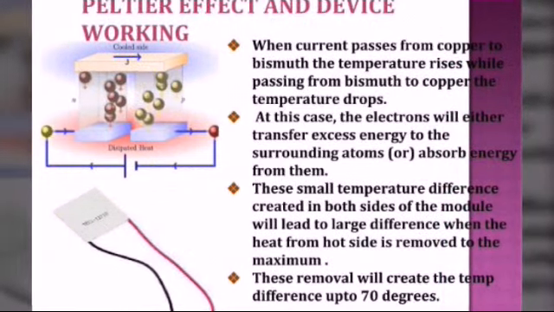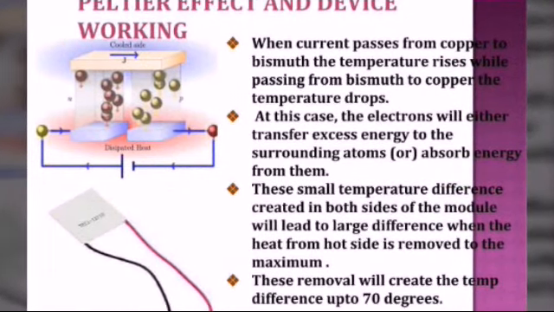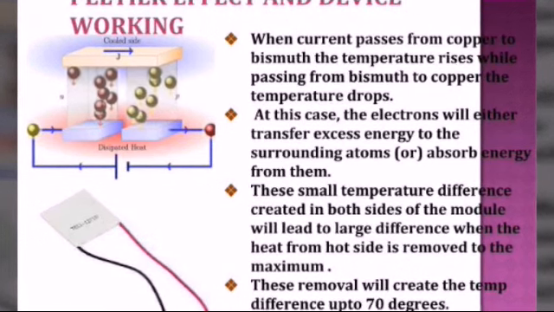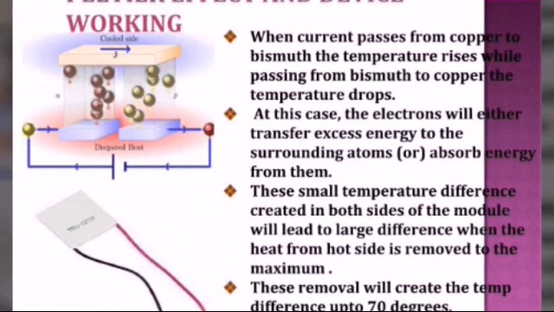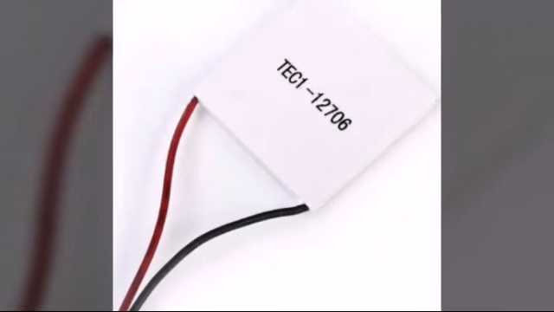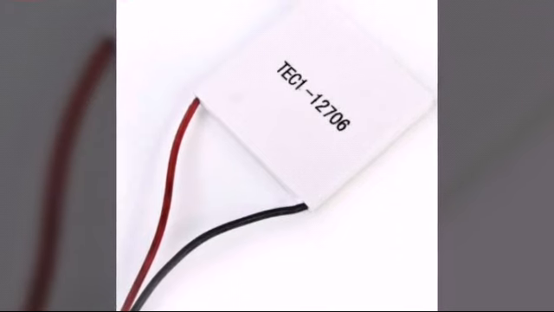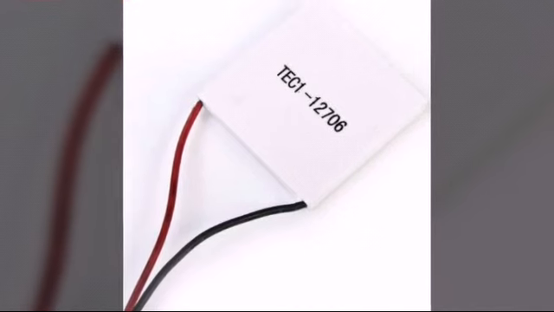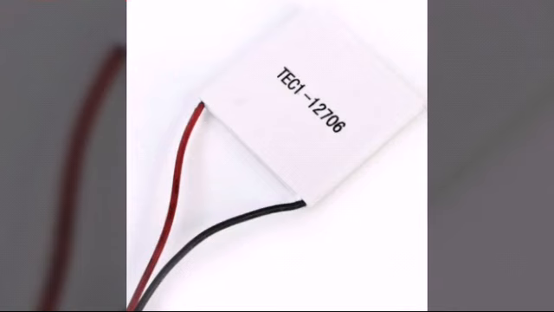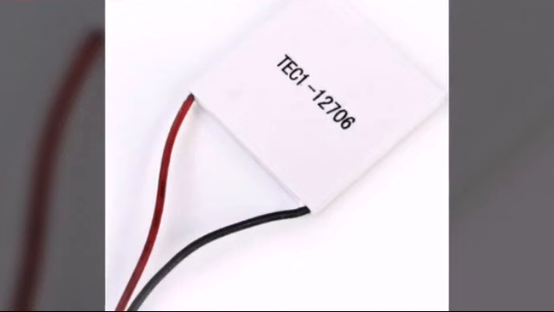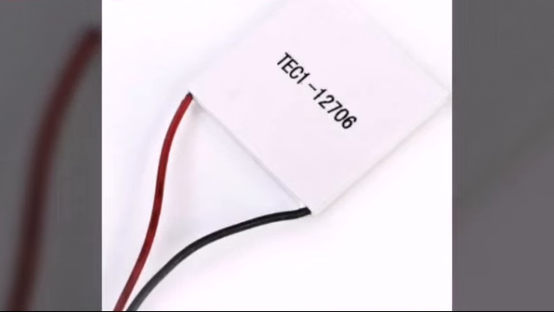When current passes through two semiconductors such as copper and bismuth, a temperature rise occurs while passing the current from the copper to bismuth, while on the other end a temperature drop occurs. In this case, the electrons either transfer excess energy to the surrounding atoms or absorb energy from them. This small temperature difference created on both sides of the module will lead to a large difference when the heat from the hot side is removed to the maximum.